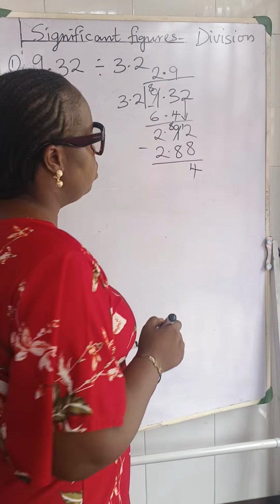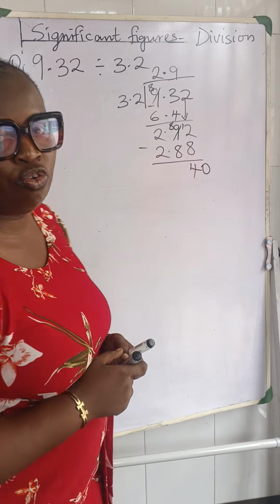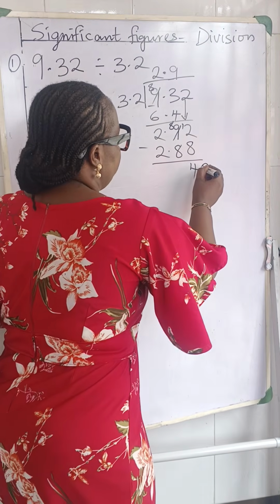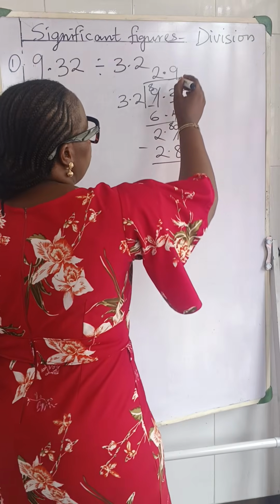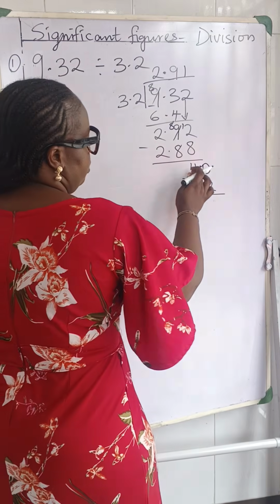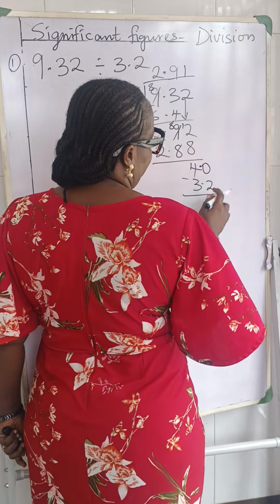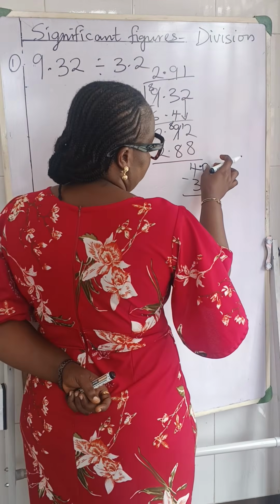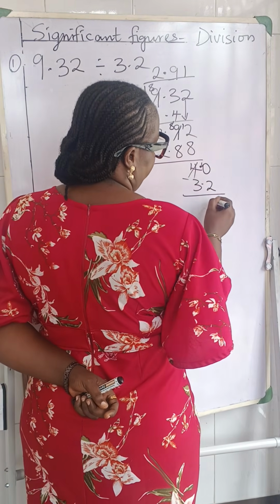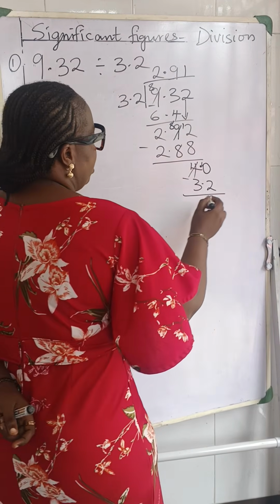For us to be able to clear it, we'll add our 0. Right? 3.2 going into 40, going into 4.0. Sorry, this is 0.0. It will give us 1. 1 times 3.2 is 3.2, and we take away. This is 40 take away 32, or 4.0 take away 3.2. However you want to do it, it's still the same answer. 0 can't take away 2, so we are borrowing from here to make it 10, and it's going to be 8. We still add our 0.